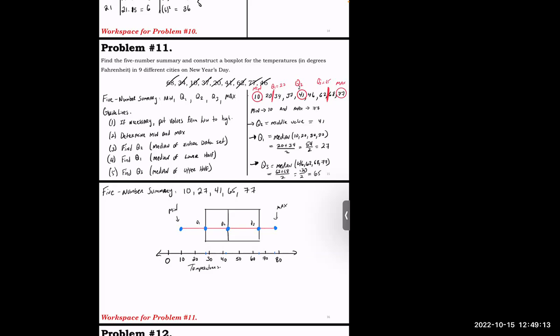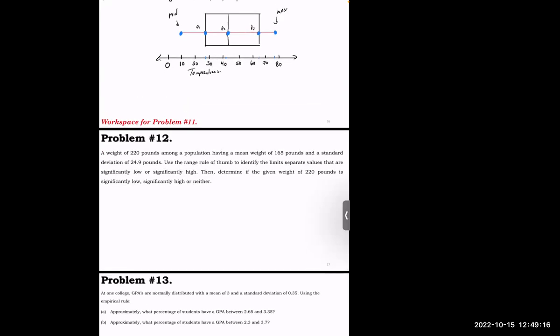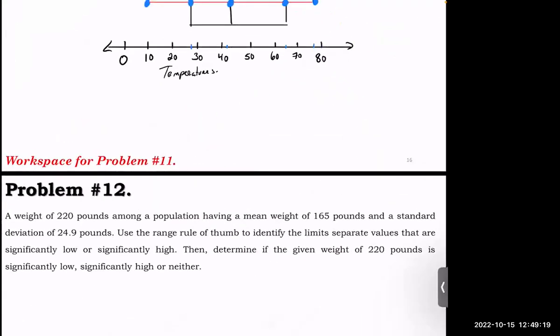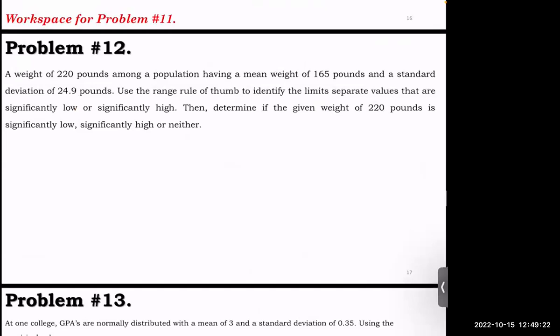Okay, let's just continue. Problem number 12, I have to rotate it back because I'll need the space when it's horizontal. Problem 12 states a weight of 220 pounds among a population having a mean weight of 165 pounds and a standard deviation of 24.9 pounds, right? Use the range rule of thumb to identify the limits that separate values that are significantly low or significantly high, then determine if the given value of 200 pounds is significantly low, high, or neither.